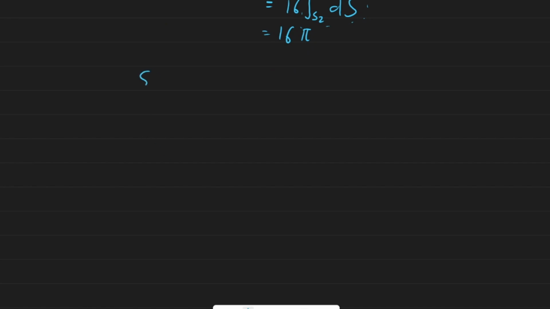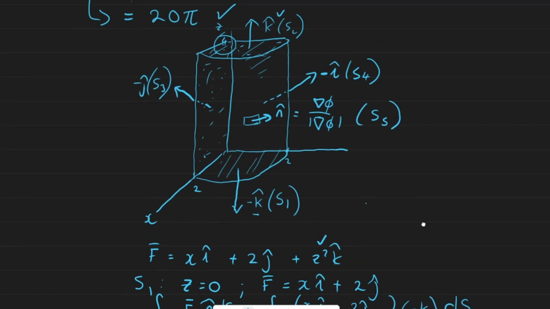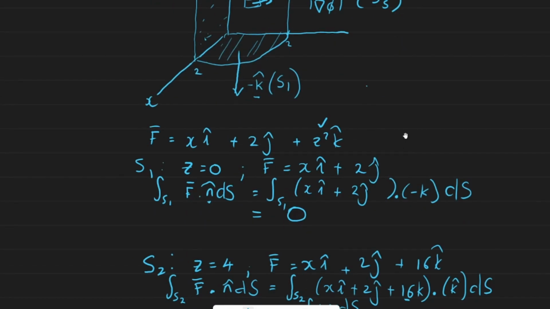For surface 3, we have y equal to 0. We can just remind ourselves what surface 3 is. Surface 3 corresponds to this rectangle, and we can see it's actually on the x-axis. So there is no y value, that's why y is equal to 0. And looking at surface 4 as well, we can see that it's on the y-axis, and x is equal to 0. So the normal vector associated with surface 3 was minus j, and the normal vector associated with surface 4 is minus i. So we're just going to do surface 3 and surface 4 now.